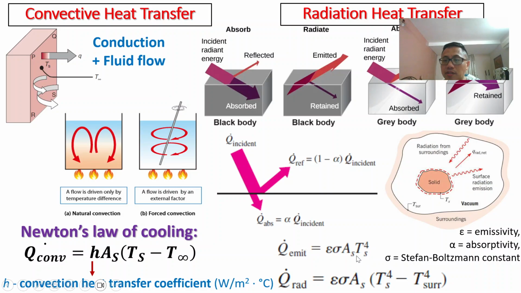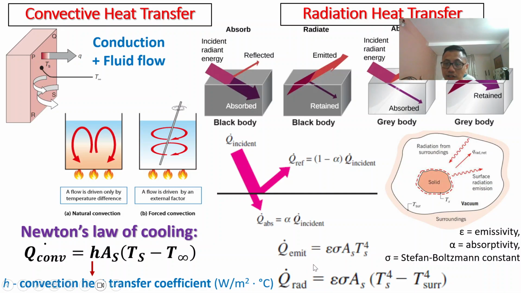So we can use the Stefan-Boltzmann law to describe the energy emitted by the body. We use epsilon, sigma, surface area, and surface temperature to the power of 4. Emissivity is described by the epsilon symbol. The sigma here, sorry, is the Stefan-Boltzmann constant. Remember the surface temperature must be in Kelvin. Then we can calculate the energy emitted by the body.